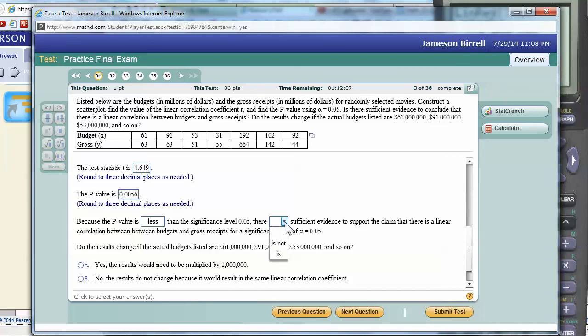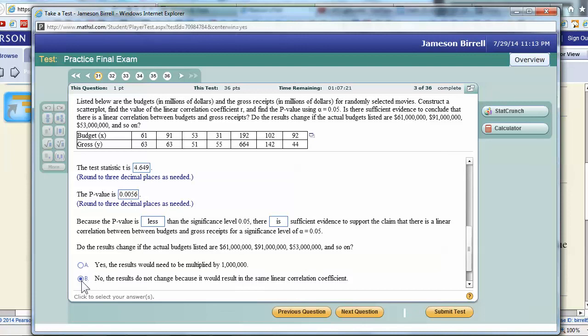So we're going to, sorry, let me first state the decision criterion. If it's less than alpha or equal to alpha even, we will reject the null. So we're rejecting that there is no correlation, which means that we're essentially saying that there is correlation. So there is sufficient evidence to support the claim that there is a linear correlation between these. Do the results change if we use these? Well, what do you think? I can actually go through the numbers, but would they change or not change? So I would say there would be no change in the results.